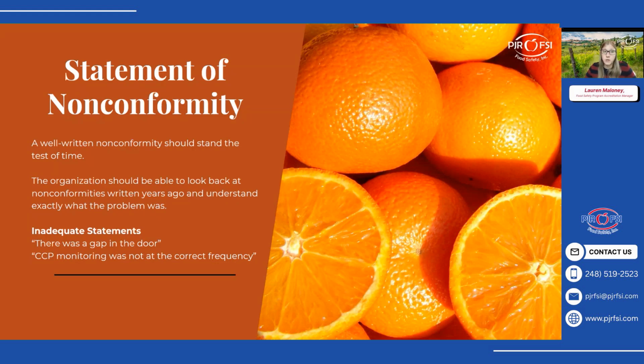If an auditor writes there was a gap in the door, which door? How large of a gap? When was that identified? It could make a difference on what corrective action you're putting in place. And as well as CCP monitoring was not at the correct frequency. Well, what records were identified from when, what was seen, and why that was not meeting the requirement. So those nonconformities should be written robustly and be able to be understood over time to look at them in the future, especially for trending and verification.